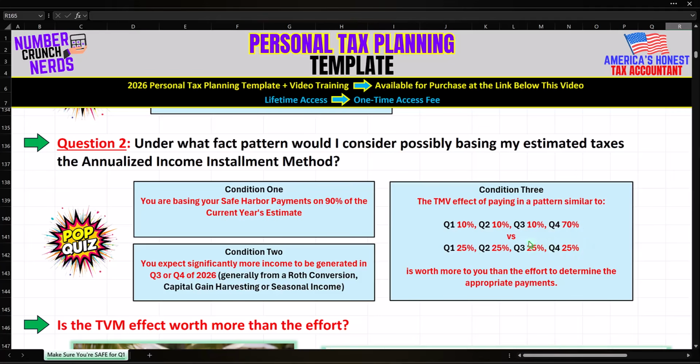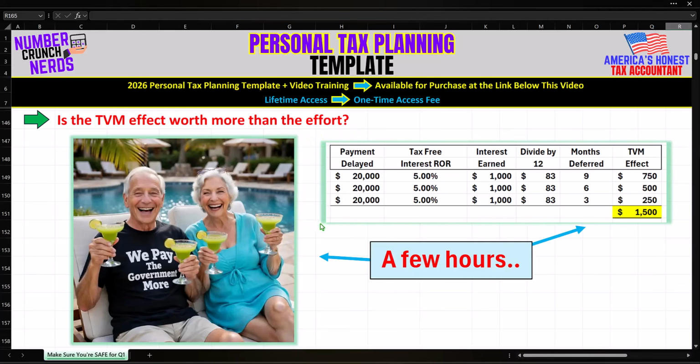In other words, you could pay just like this with 90% of the current year's amount using the safe harbor method, or you could take a little bit more time and effort to calculate the payments based on this right here. Is the time value of money effect of doing that worth more to you than the effort to complete it? And the answer, of course, is going to be based on your facts and circumstances, but let's try to put some numbers behind it.